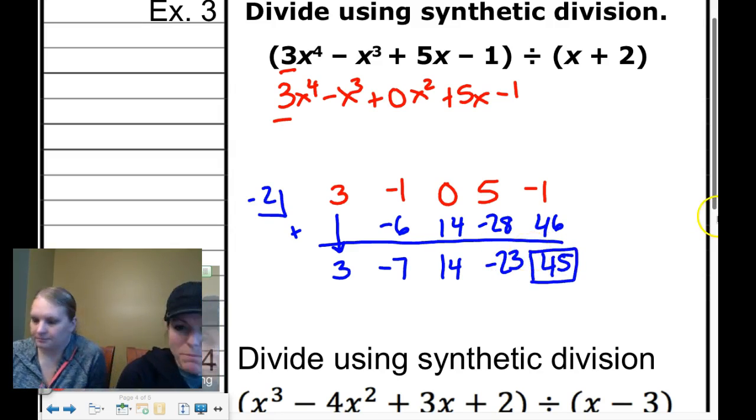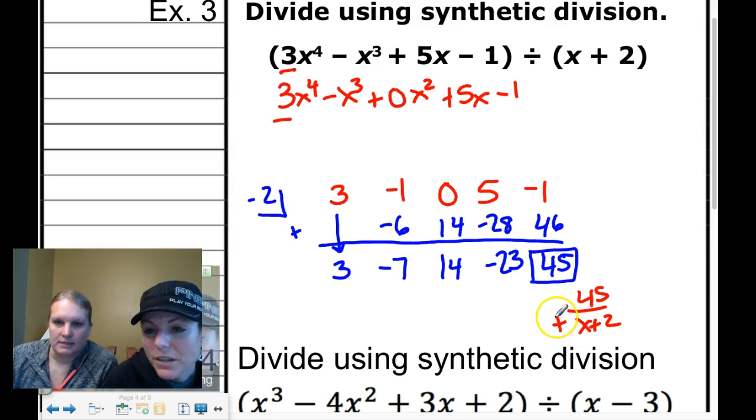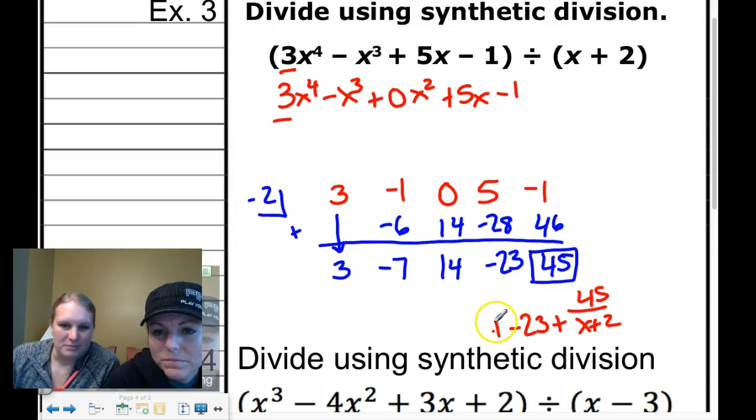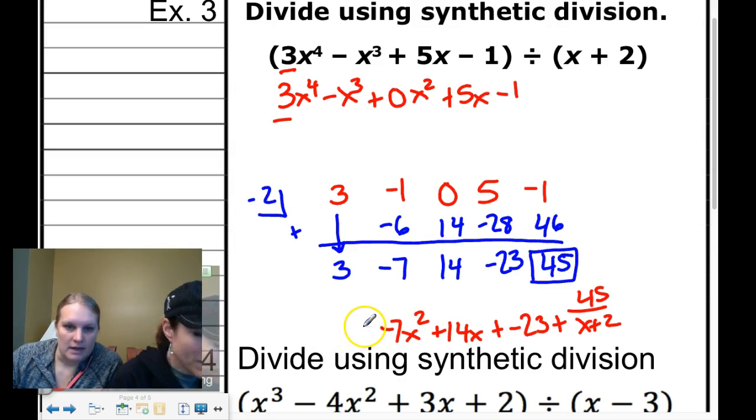Miss Boyd likes to write it backwards, and so do I. So I'm going to do 45 over my x plus 2. Plus, right there, this is our number, negative 23. That's our constant. I always put pluses. Doesn't matter. Bring this down, and this is going to be my x. Bring this down, and this is going to be my x squared. And bring this down, and this is going to be x to the 3rd.